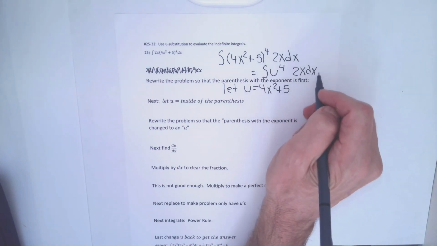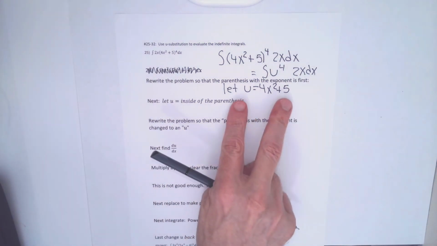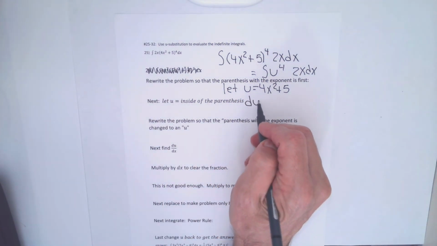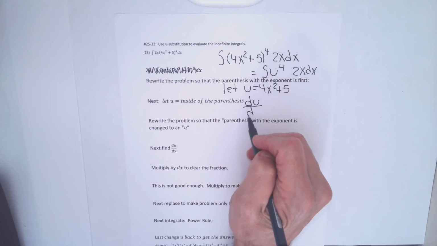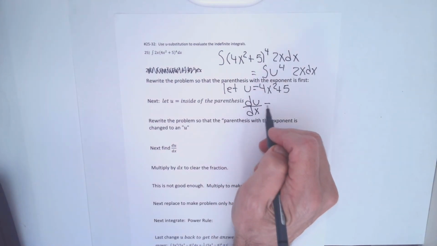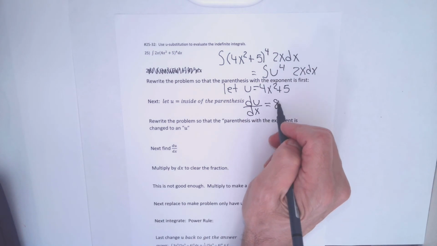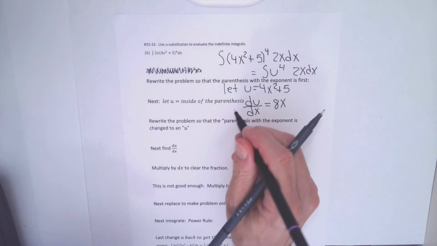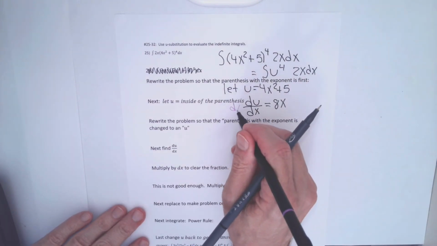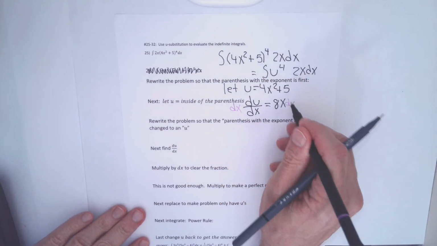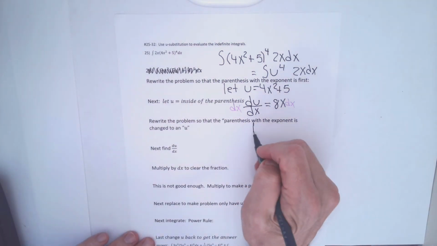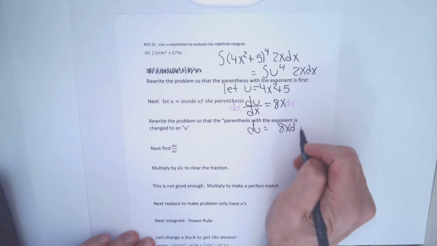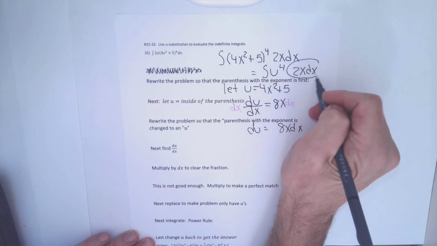So this 2x dx is what I need to get rid of using the derivative. Let me just do it the long way. If you want to, I can go du/dx equals 8x plus 0. The derivative of 4x squared is 8x. The derivative of 5 is 0. I generally would not do this, and I would have probably written du equals 8x dx, trying to replace a 2x dx.